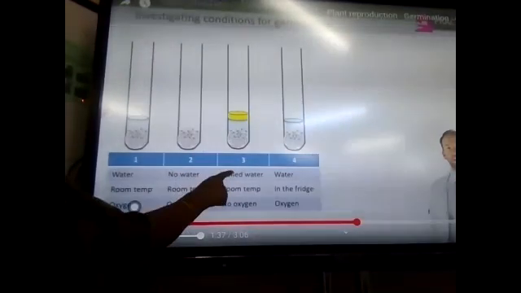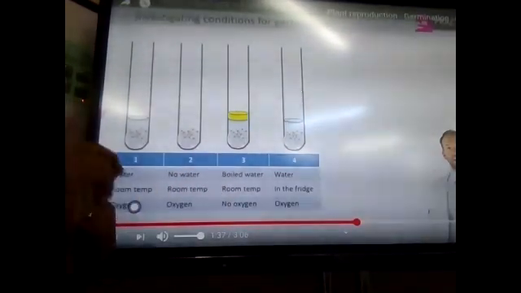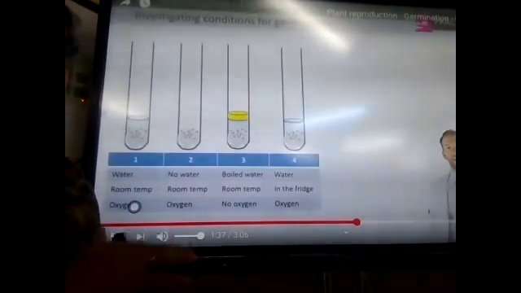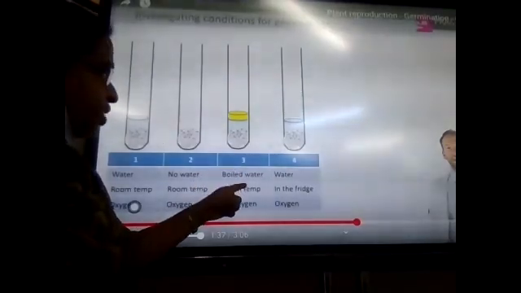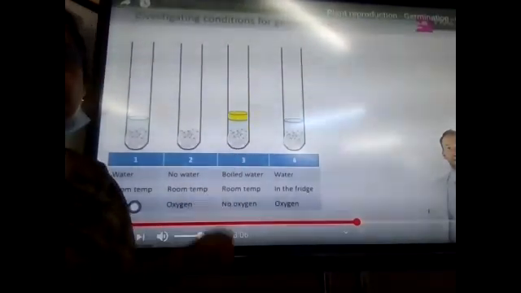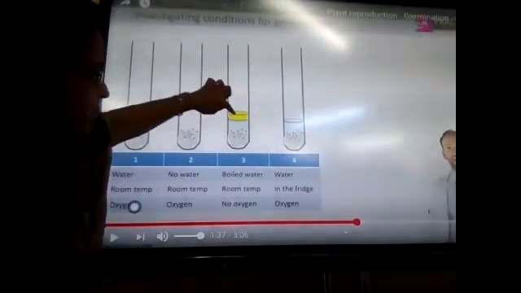So they don't want oxygen from the water. You know, water is made of oxygen and hydrogen. So they don't want to get oxygen even from the water. That's why to remove the oxygen, they are boiling the water. And then you see this.